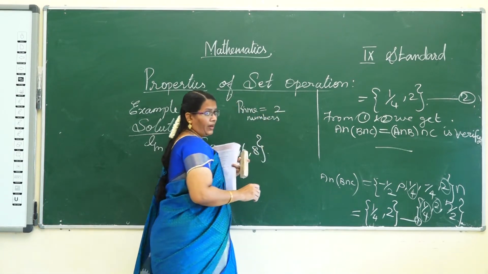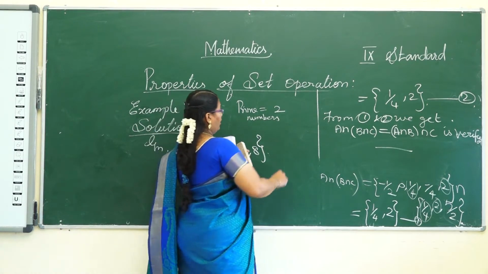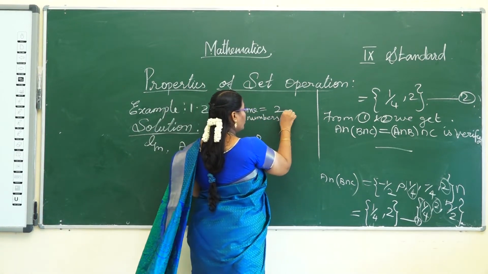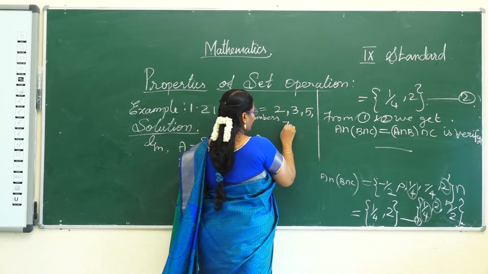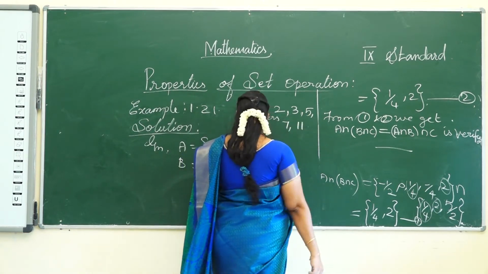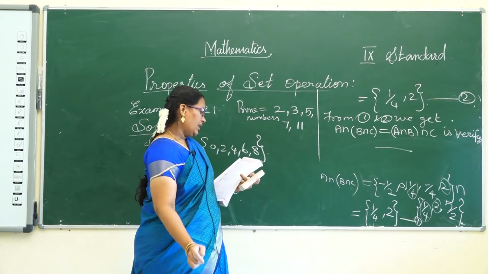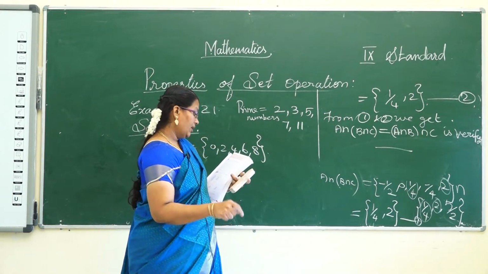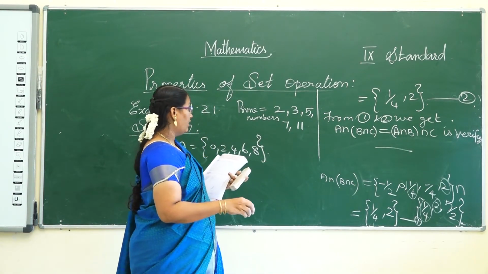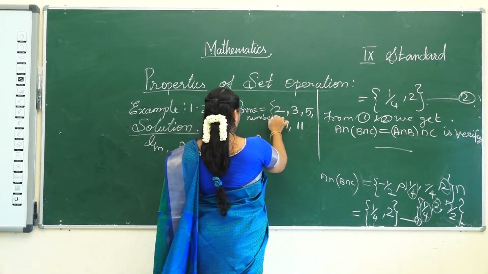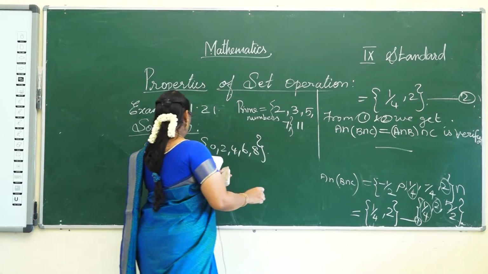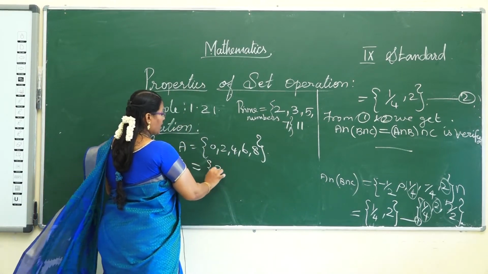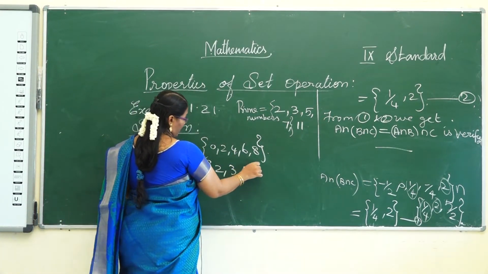One is not a prime number nor a composite number. The prime numbers are 2, 3, 5, 7, 11. So given that x is a prime number and x is less than 11, what are the elements? 2, 3, 5 and 7. So set B contains the elements 2, 3, 5, 7.